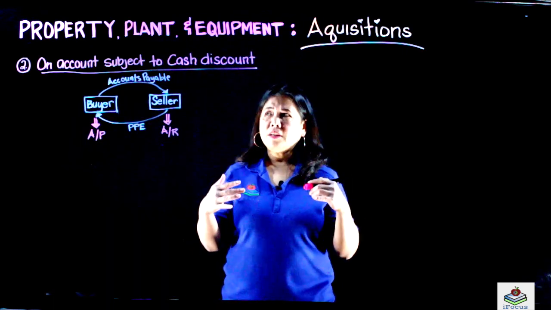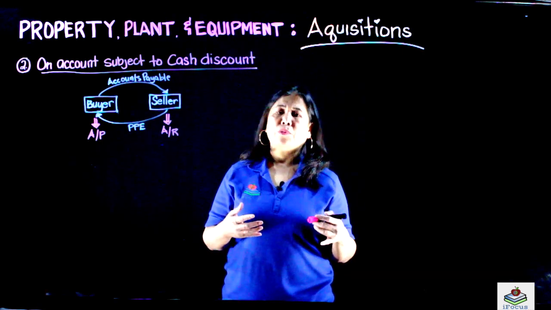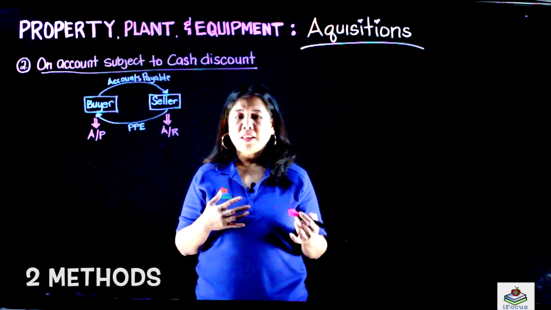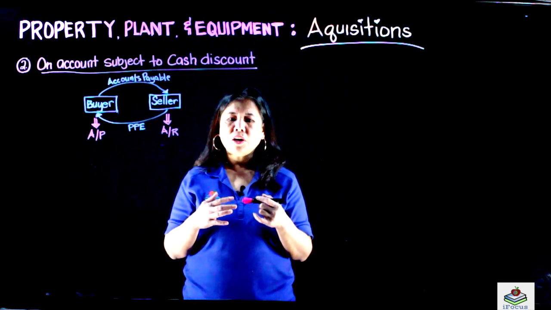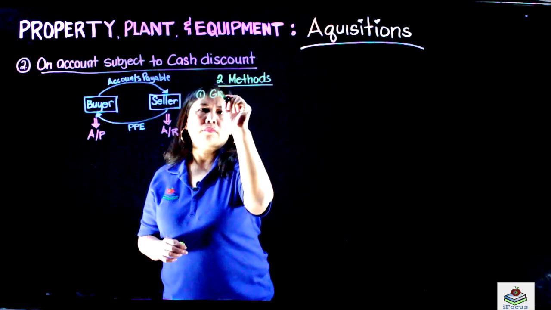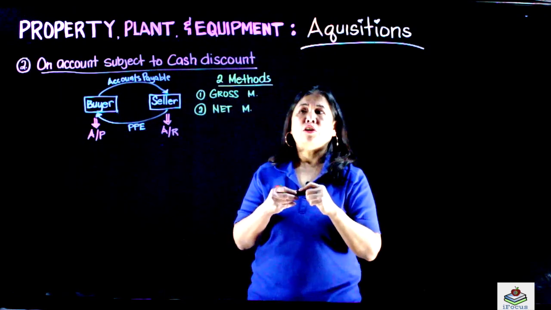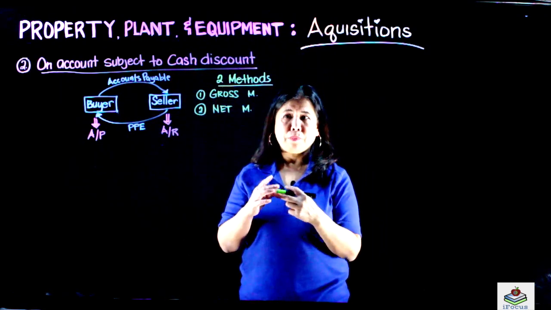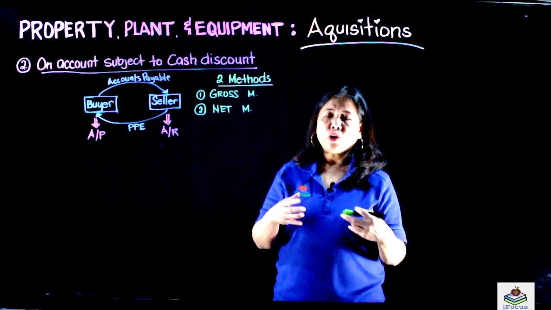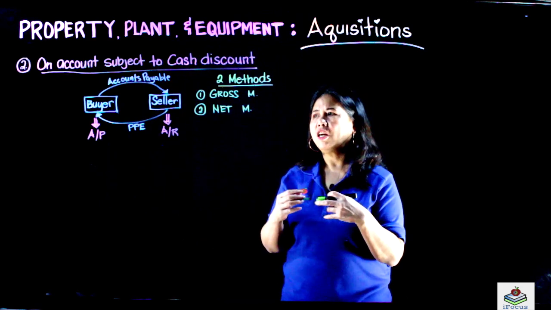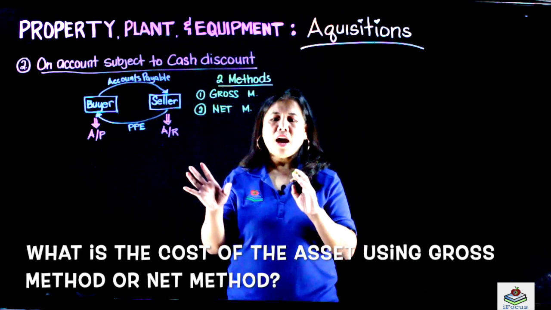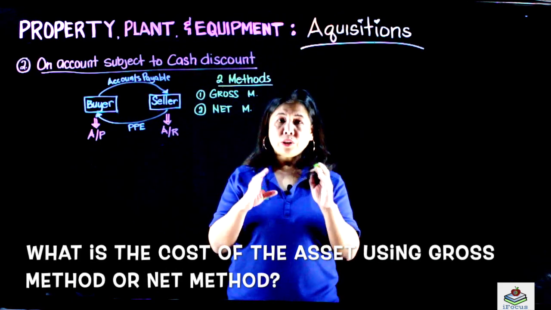So, on this way of acquiring PPE or property, plant, and equipment, there are two methods na pwedeng gamitin ng ating company. So, we have the gross method and the net method. So, dalawa ang method na pwedeng pagpilian ng company. It's either you will record this transaction sa gross method or the net method. The biggest question here on this on-account subject to cash discount is, what is the cost of the asset using the gross method or the net method?